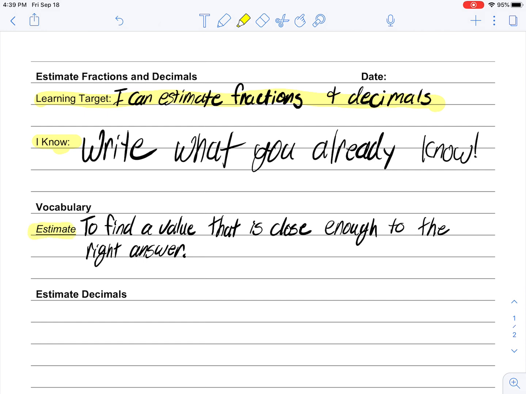So our vocabulary word is estimate. Estimate means to find a value that is close enough to the right answer. I really like that it says close enough. Estimate means we're not finding the exact answer, we're finding one that's close enough. So at this point, please pause the video and get all of this written down, and then restart the video when you're ready to start the problems.